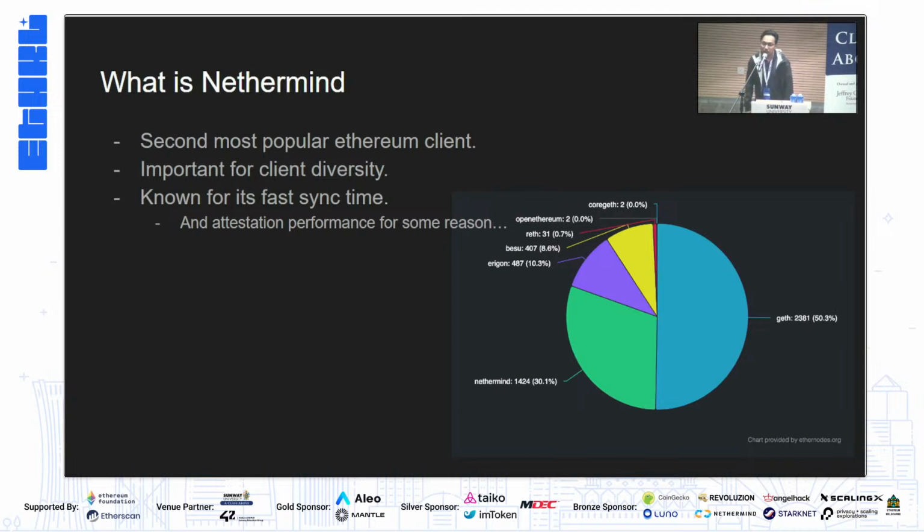So why is it important? It's important for client diversity. Ethereum has a lot of different types of clients, and there's Erigon, there's Geth, there's Reth, and everything else. And then there's also Nethermind. So why do people use Nethermind? From what I heard, it's because of its sync time, which is faster than Geth, and also, if you look at Reddit, because of the attestation performance, which is usually higher than other clients. That's why people switch to it.